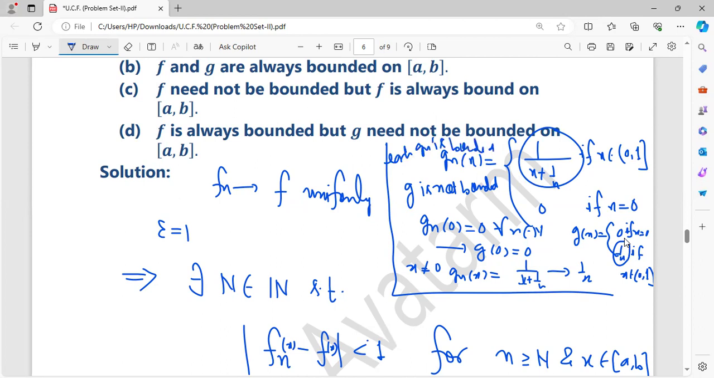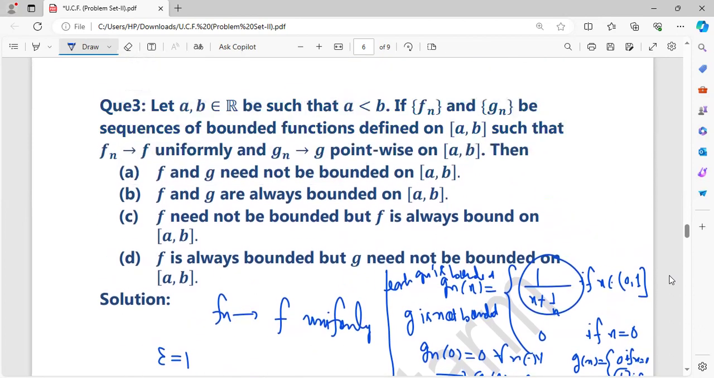So which option is correct? The uniform limit of bounded functions is bounded, but the pointwise limit need not be. So f and g need not be bounded. The first option is not correct. Both are bounded. This is not correct. F need not be bounded, but G, sorry, it should be: G is always bounded. This is not correct. F is always bounded, but G need not be bounded. This option is correct. Okay.